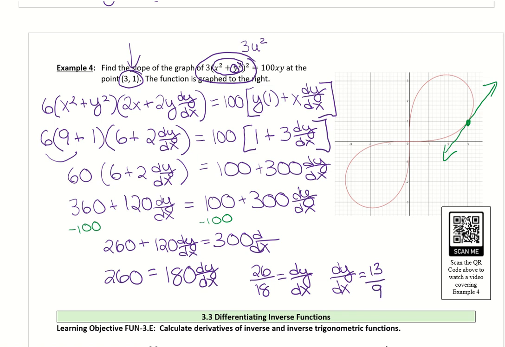Now, what the heck does that mean? That means that the slope right there at the point that we plugged in is 13 over 9.